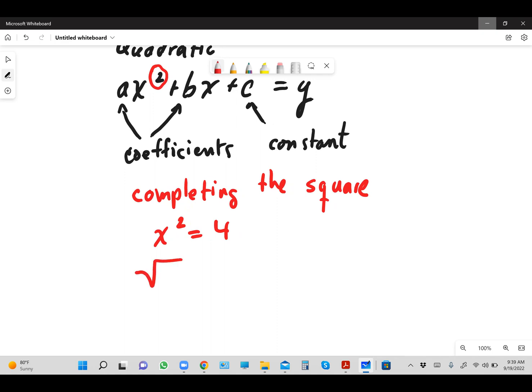You square root both sides, right? And then what's your answer? x equals plus or minus 2. Because -2 times -2 is 4, and 2 times 2 is 4. Now, the proper square root is always positive, but let's just leave that detail there.